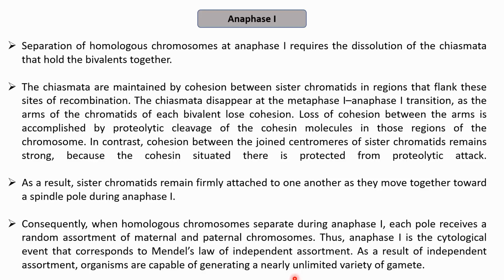So this law of independent assortment, if you look at the cytological event, the event that is taking place inside the cell, the stage at which this law holds true is the anaphase 1 stage. This is the stage that actually determines how this law governs the formation of the unlimited variety of gametes.